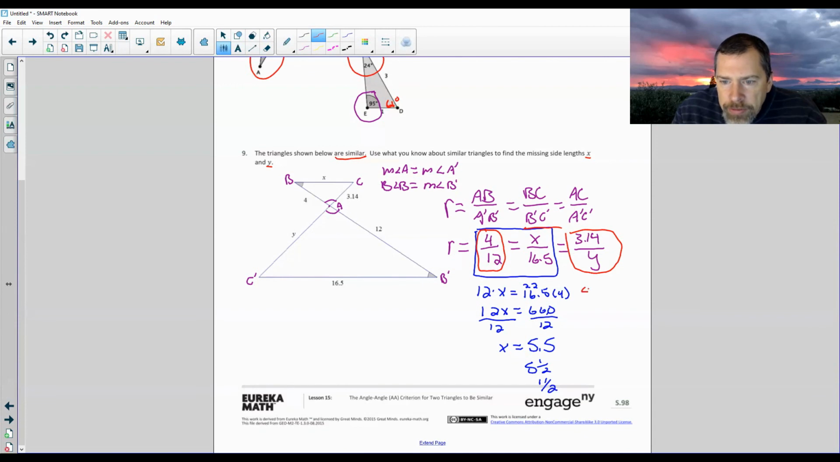4 times Y, 4Y. 12 times 3.14. Okay, calculator. 3.14 times 12, enter. 37.68. 4Y equals 37.68. Divide by 4, divide by 4. Y equals, I hope it's 5.5. So 37.68 divided by 4, 9.42.